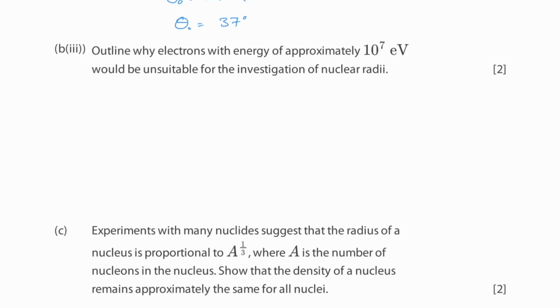B3. Outline why electrons with energy of approximately 10 to the 7 electron volts would be unsuitable for the investigation of nuclear radii.